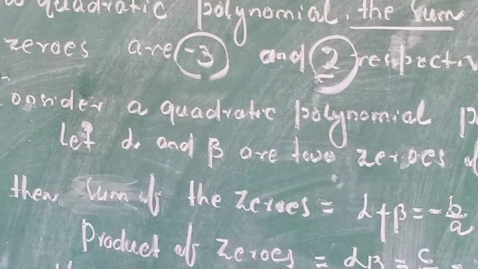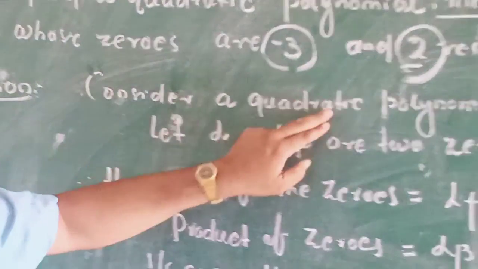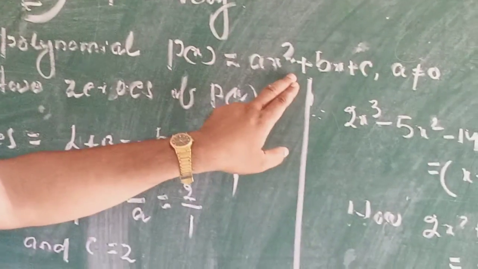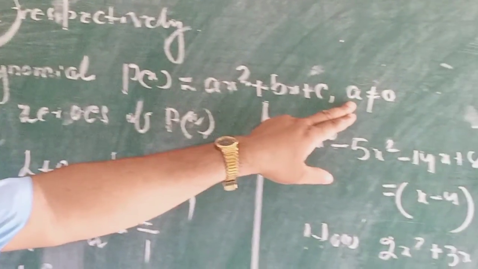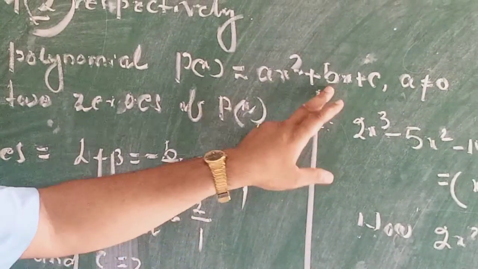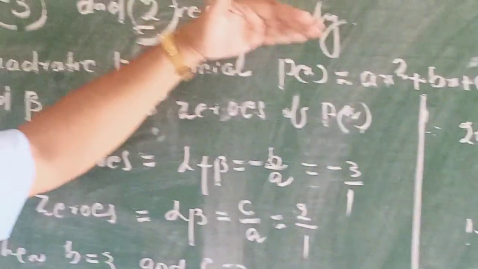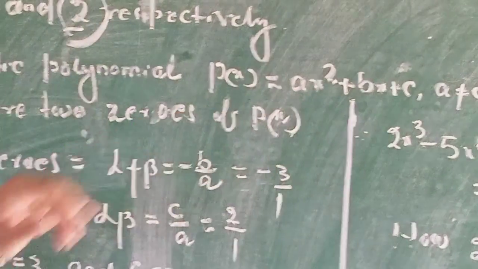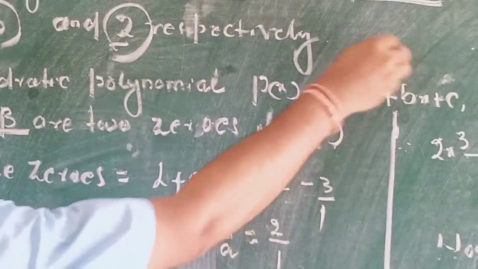Is it clear? Now let us consider a general quadratic polynomial of the form p of x is equal to ax square plus bx plus c, where a is not equal to 0. Because if a is 0, then a square term becomes 0, so it will not be a quadratic polynomial. Therefore, a is not equal to 0. Let alpha and beta be the two zeros of p of x.